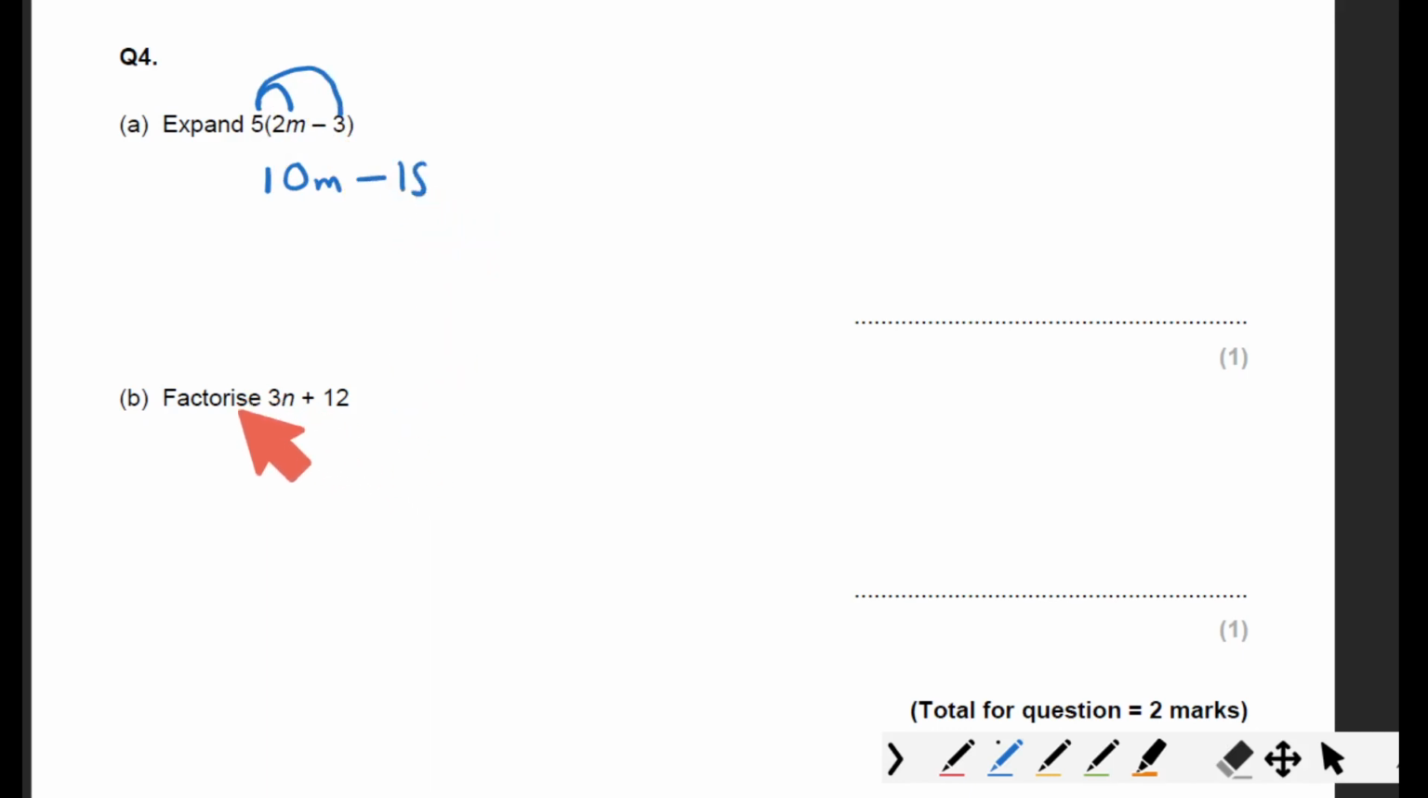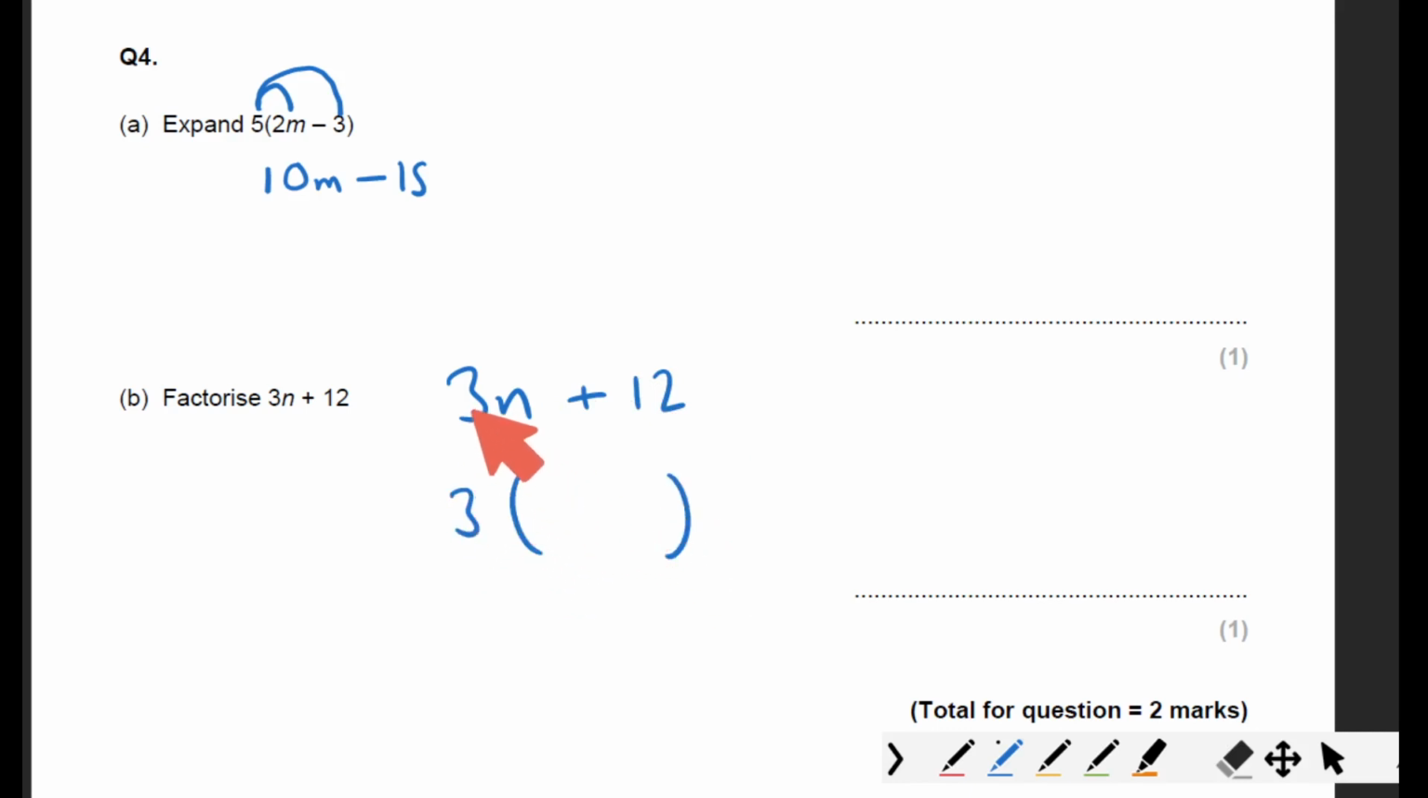Next one, factorize. Factorize means putting brackets back in. It's the opposite of expanding. So this is the question. We need to factorize this. So we need to think what goes into 3 and what goes into 12. 3, the answer is 3. So that goes on the outside of the bracket.